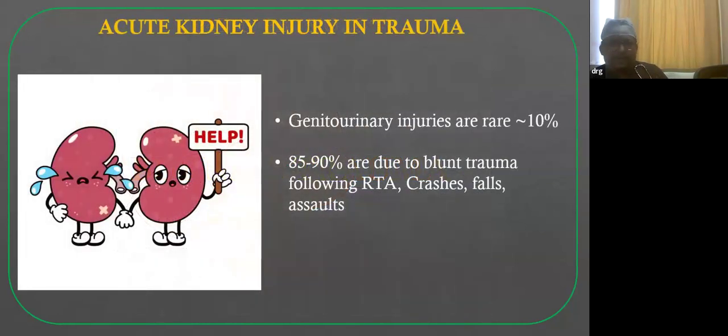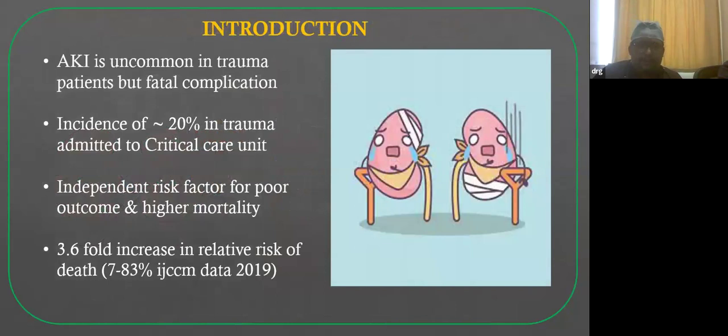So, acute kidney injury and trauma. Renal trauma: genitourinary injuries are approximately 10% of the total injuries. But when we come to kidneys, around 85 to 90% of the time, the kidneys are injured in blunt trauma following RTA crashes, falls, or assaults. Acute kidney injury in trauma, as such, is not common, but if it develops, it has fatal complications.